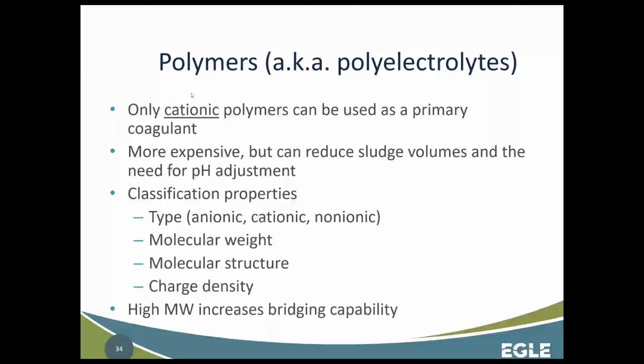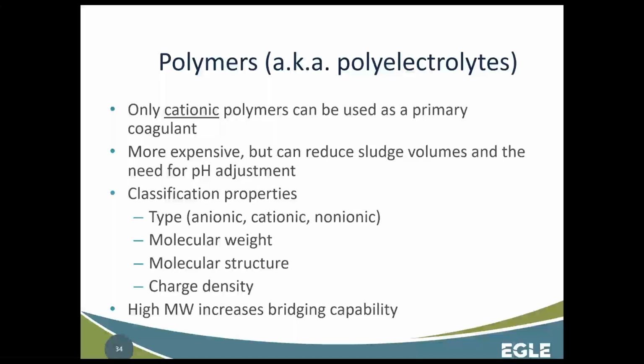Okay, polymers. Again, only cationic polymers can be used as a primary coagulant. We need those positive charges. That's critical for a primary coagulant. If it doesn't have those positive charges, we don't consider it a primary coagulant. And as we looked, Act 399 requires all plants, subpart H plants, to continuously feed a primary coagulant. So if you're going to feed a polymer, you need to make sure that it's cationic. Otherwise, you're not going to be in compliance.